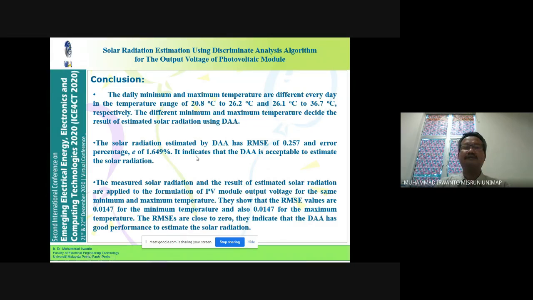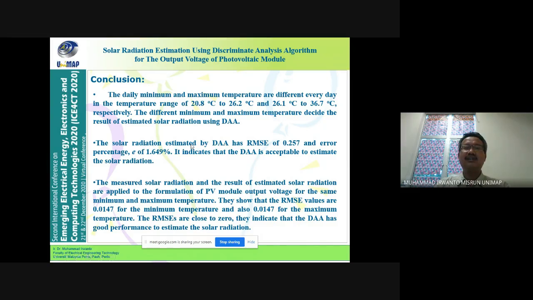So for the conclusion, the minimum and maximum temperature through the year 2019 in Perlis are in the range of 20.8 degrees Celsius to 26.2 degrees Celsius for the minimum, and 26.1 degrees Celsius to 36.7 degrees Celsius for the maximum. These values are relevant to estimating solar radiation because they decide the value of the maximum temperature coefficient and minimum temperature coefficient as suggested in the proposed formulation.